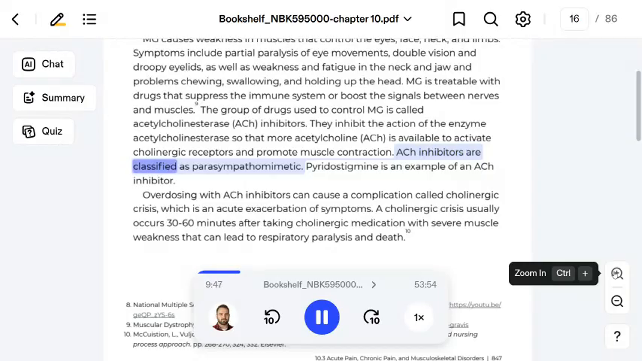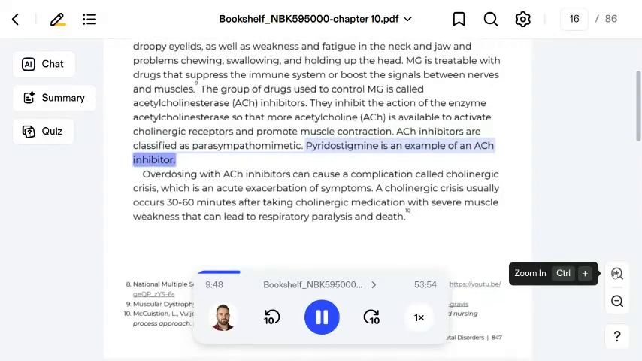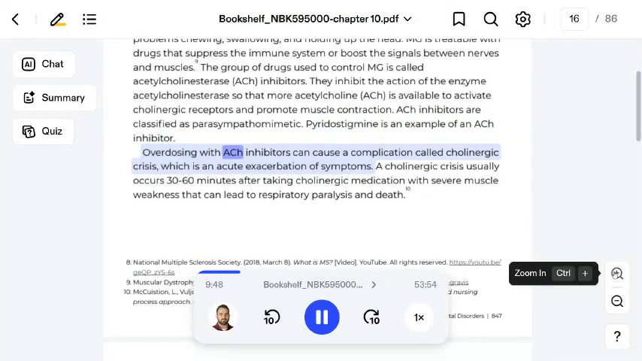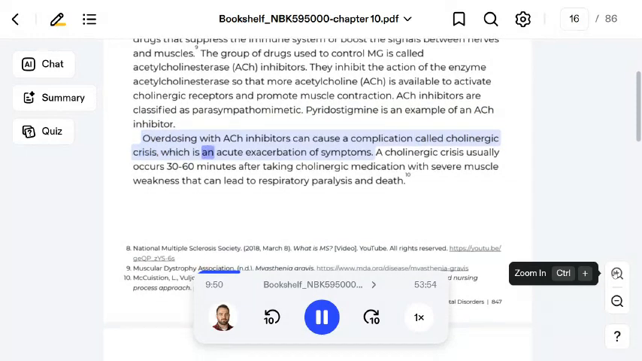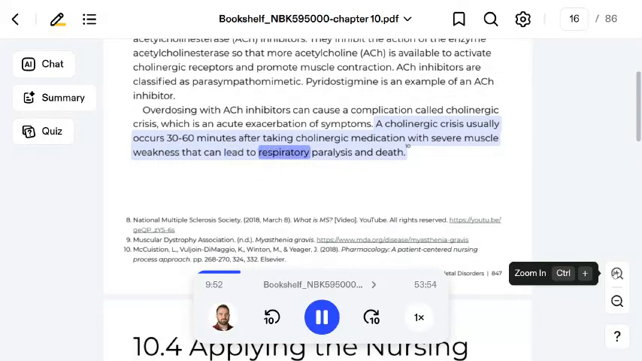ACH inhibitors are classified as parasympathomimetic. Pyridostigmine is an example of an ACH inhibitor. Overdosing with ACH inhibitors can cause a complication called cholinergic crisis, which is an acute exacerbation of symptoms. A cholinergic crisis usually occurs 30 to 60 minutes after taking cholinergic medication, with severe muscle weakness that can lead to respiratory paralysis and death.